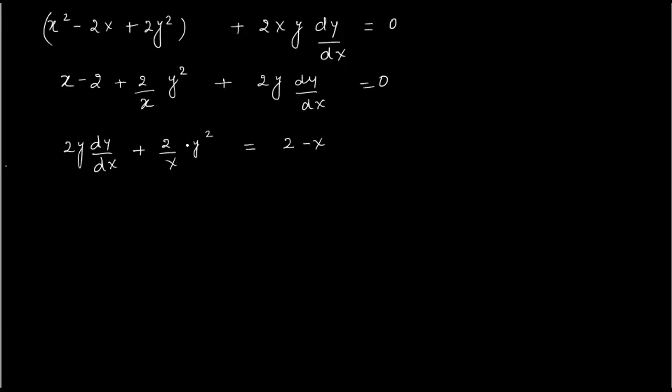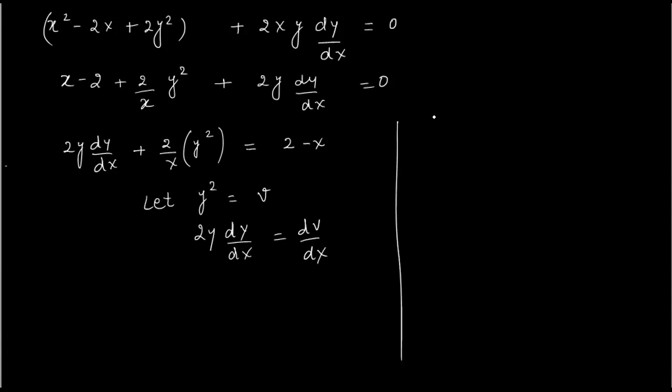Now let us put y square equal to v. Let y square equal to v. So we get 2y into dy over dx equals dv over dx. Let us substitute this value in the given differential equation. We get dv over dx plus 2 over x times v equal to 2 minus x.